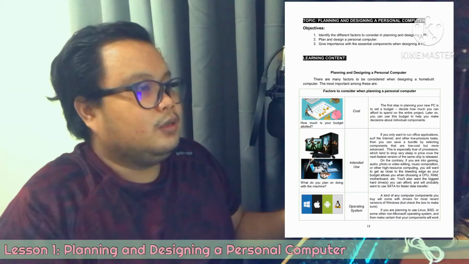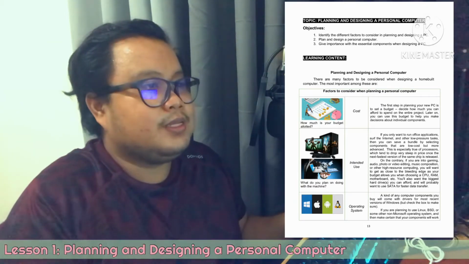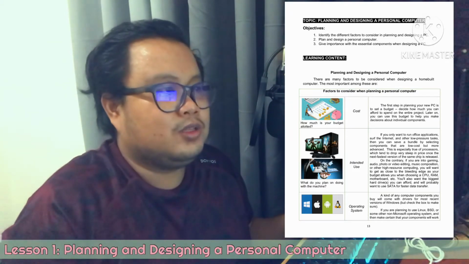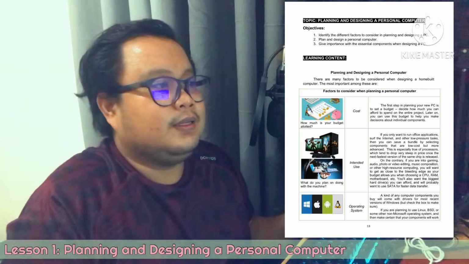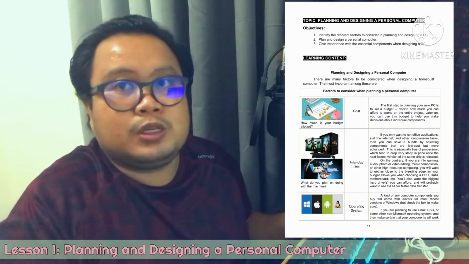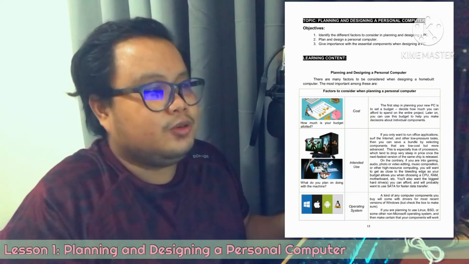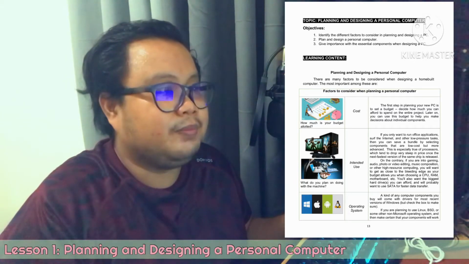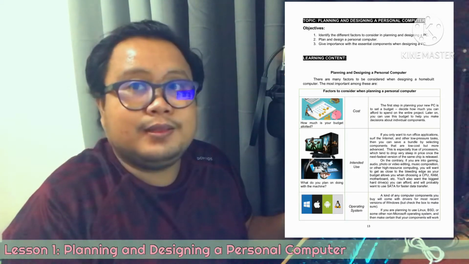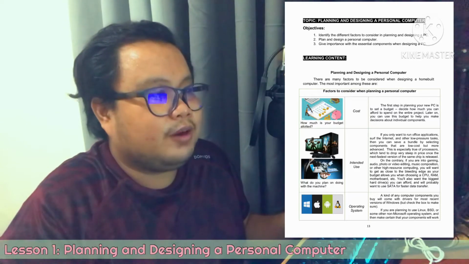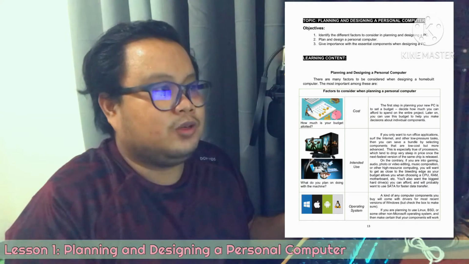So now dito na tayo sa different factors to be considered when designing a home-built computer. So, ano-ano yung mga important things na napapaloob dito sa planning and designing a personal computer? Number 1 is yung cost, number 2 yung intended use, number 3 operating system, number 4 yung reputation, number 5 lifespan, number 6 yung personal preferences, and then the compatibility. So yun yung mga factors to consider.